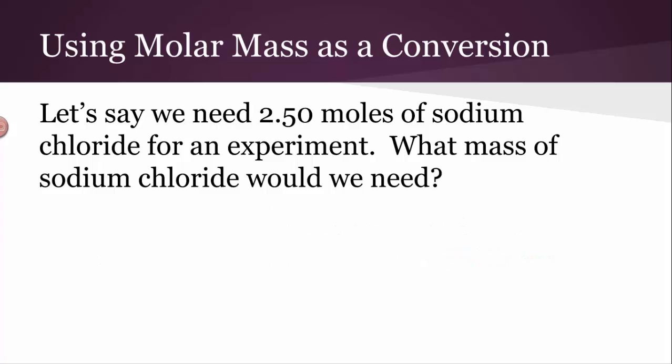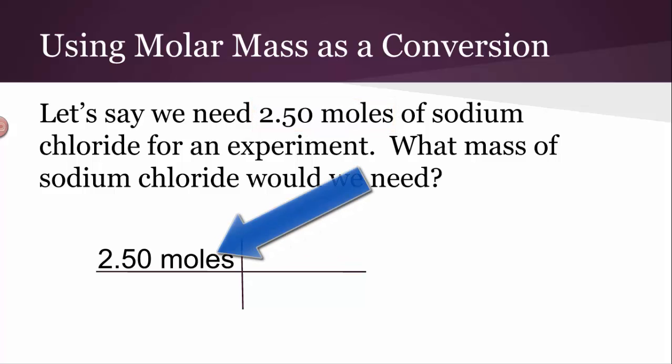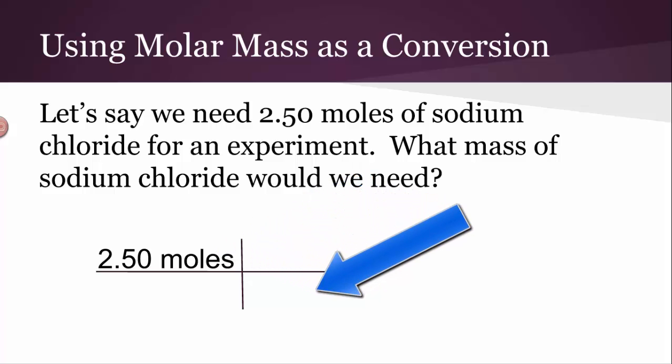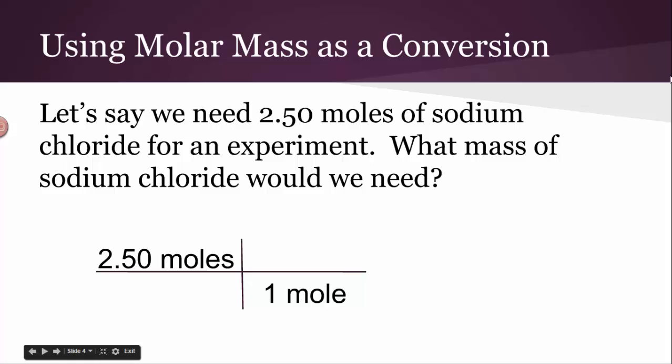Okay. So again, draw your little cross, take the number given in the problem, in this case 2.50 moles, and put that in the upper left. Now moles is the unit up there, so I want moles in the denominator of the next fraction. All right, well, 1 mole is equal to, for sodium chloride, 58.5 grams. I put the grams on the top because that's going to allow me to cancel out moles and leave myself with grams, which is what the problem's asking me about.